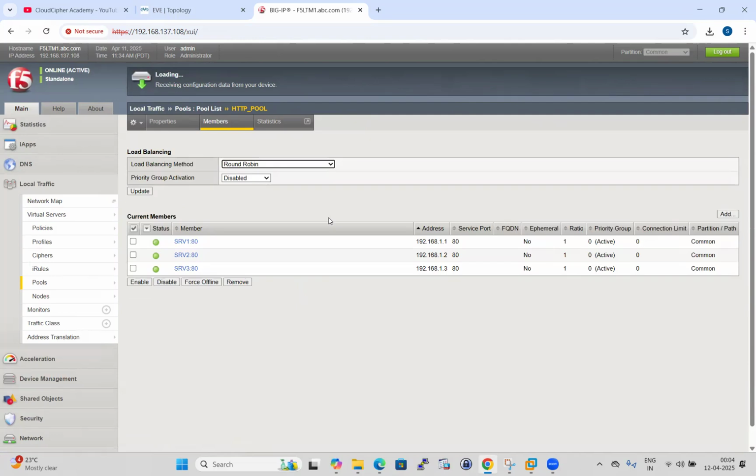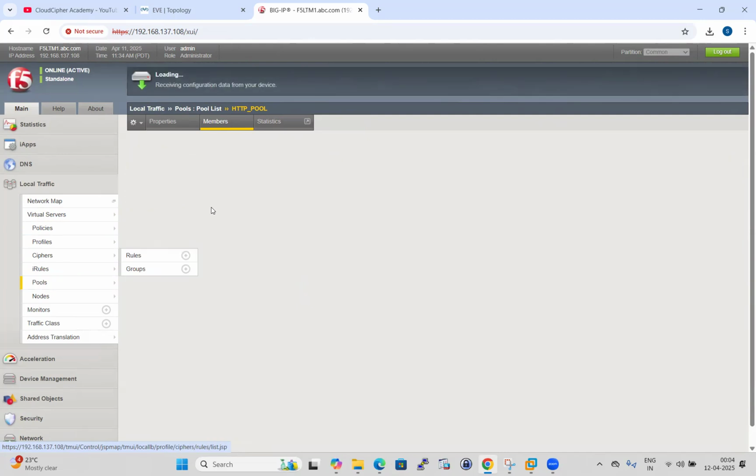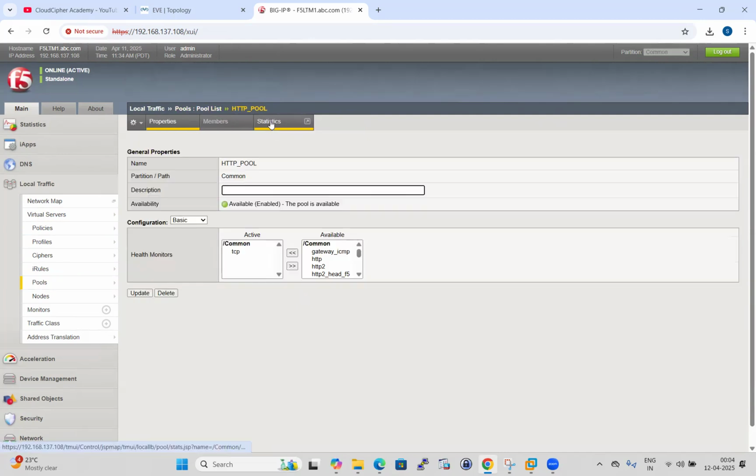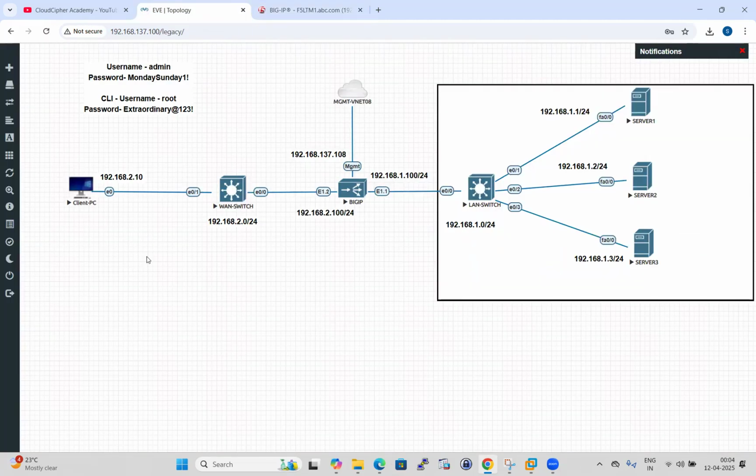Just click on update, and then we need to come to the pool, and then go to statistics, and we'll see the connections once we insert the traffic. One more thing, guys, in a lab environment you may see some misbehavior because we have only one PC here. But in a company, there are multiple sources, multiple people accessing our application from different sources. In that scenario, you can see the actual behavior. But in this case, we have only one PC from outside trying to access our virtual server.